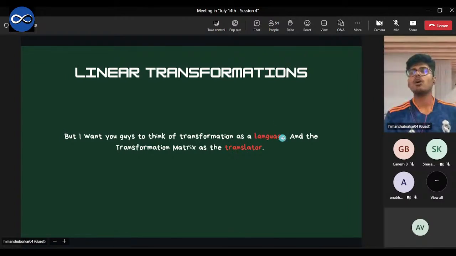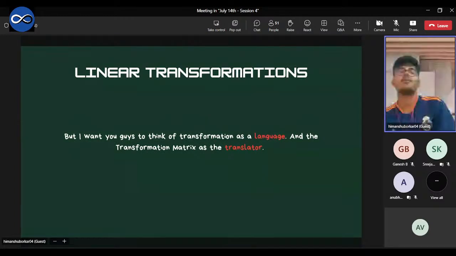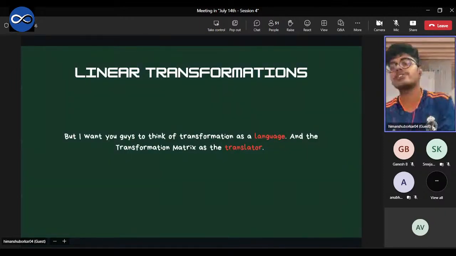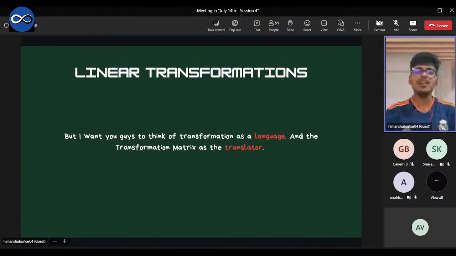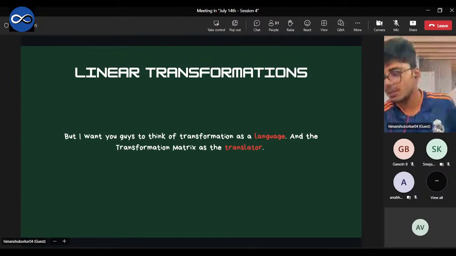Whatever the language may be, with this transformation matrix, I can translate it to the other language. What is the language here? From my standard coordinate system, I can translate it to the new coordinate system. So the transformation matrix has all the information that you need for this translation. Cool.